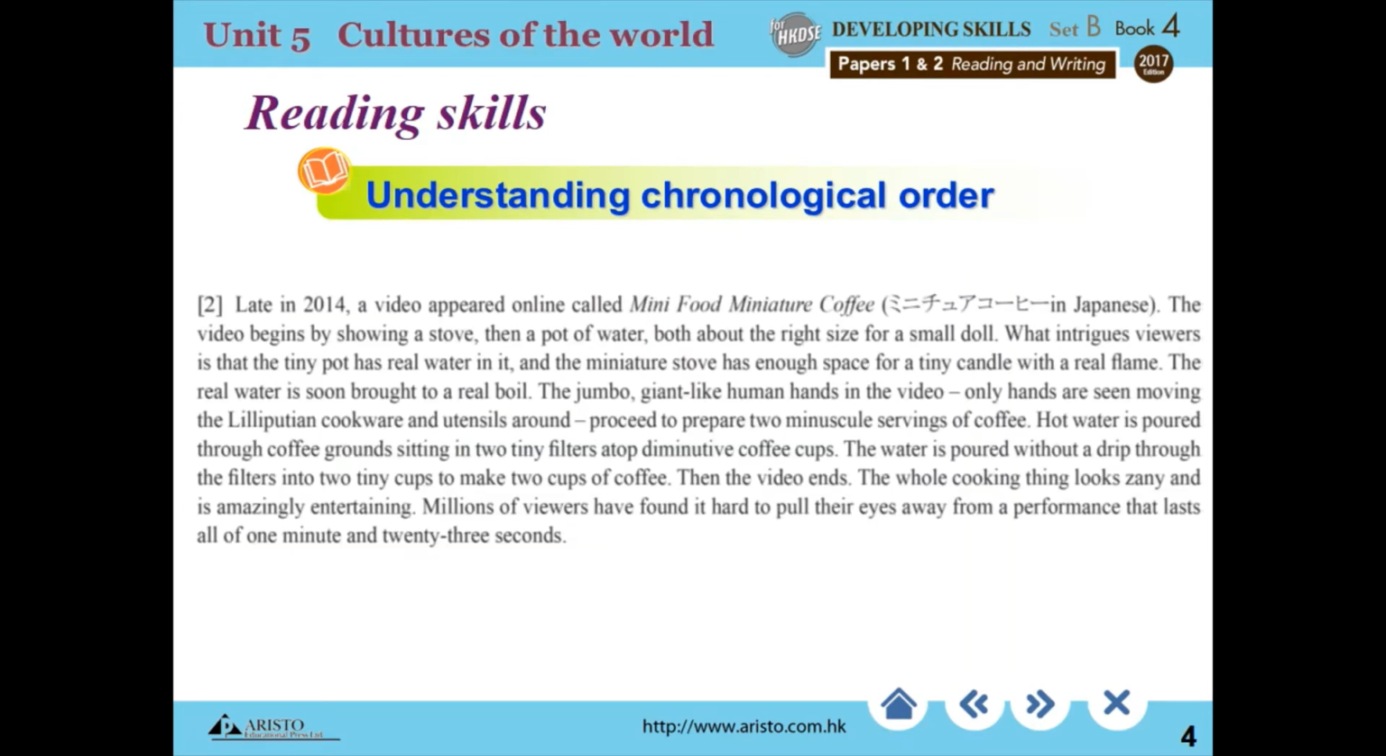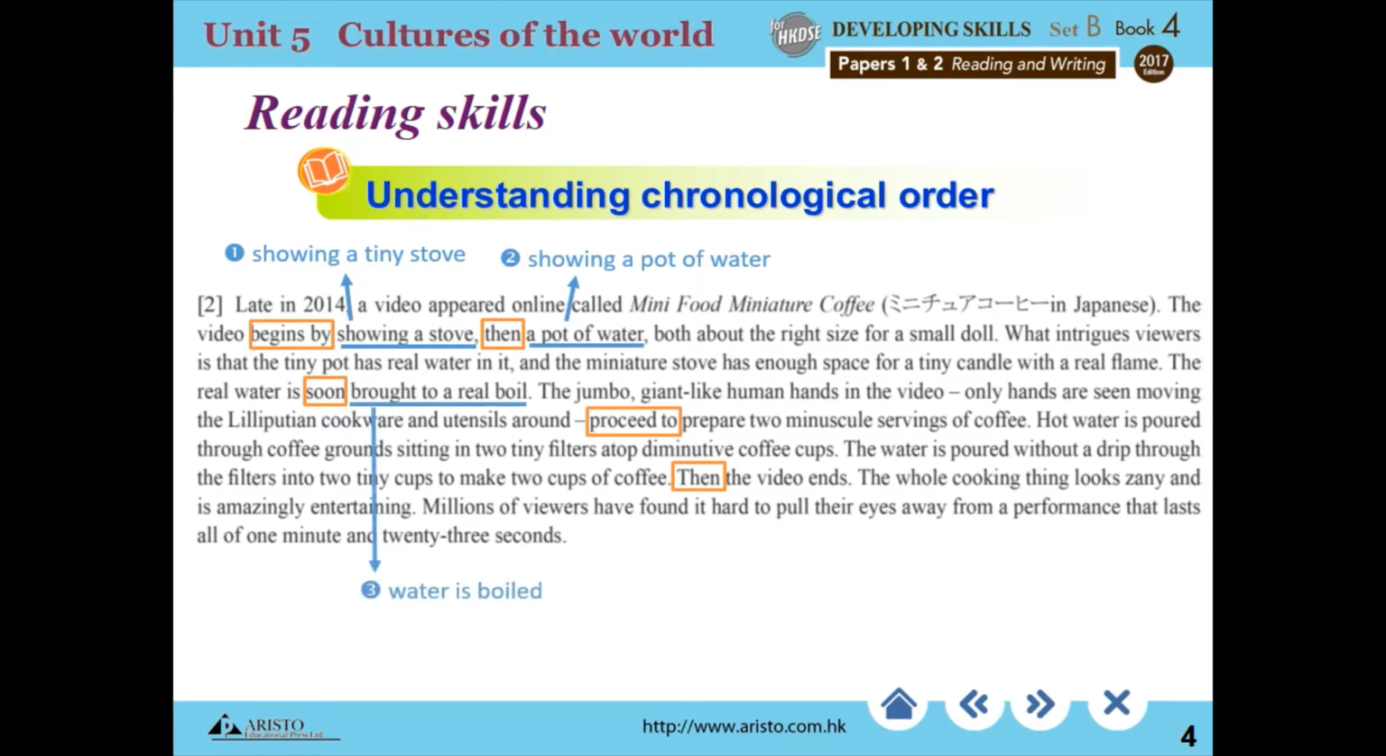Let's see how we can decide on the chronological order of events by taking a look at a passage. In this passage, you can see some words and phrases signaling the sequence of some events. The first one, begins by, is used to talk about the showing of a tiny stove on a video. Immediately following this clause, the word then is used to signal the event that follows, namely the showing of a pot of water. Two lines down, the word soon signifies a short time after, and tells us that the next event that happened was the water being boiled.